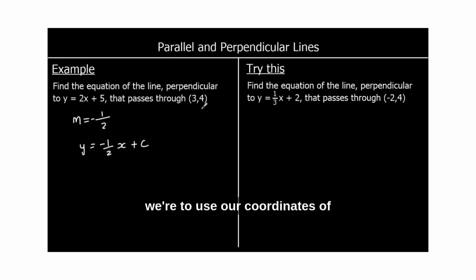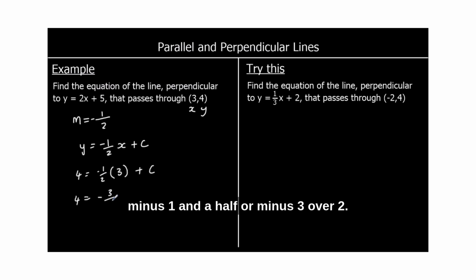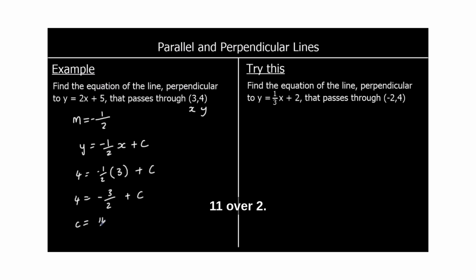To find c, we're going to use the coordinates of the point. So it's going to be 4 equals -1/2 times 3 plus c. -1/2 times 3 is -3/2. And to get c by itself, we're going to add 3/2 to both sides. So c is going to be 5.5 or 11/2. So we've got y equals -1/2 x plus 11/2.